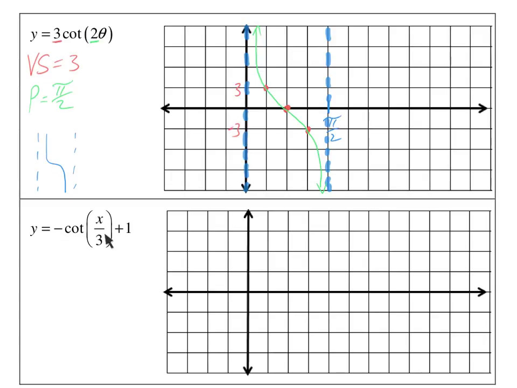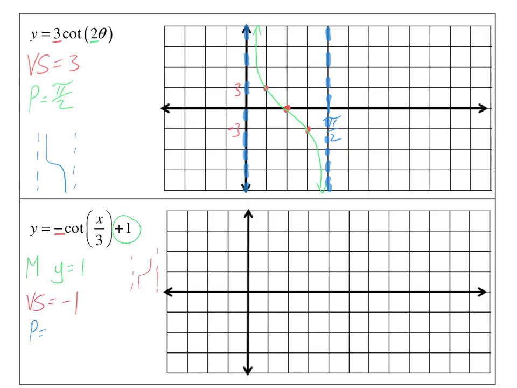Now for this next problem, first thing I want to do on this one is find my midline. My midline is going to be y equals that number, so 1. Next, my vertical stretch. My vertical stretch is right there in front, so it's a negative 1, which means it's going to be the opposite direction, with asymptotes on the edge. And then the last thing is my period.